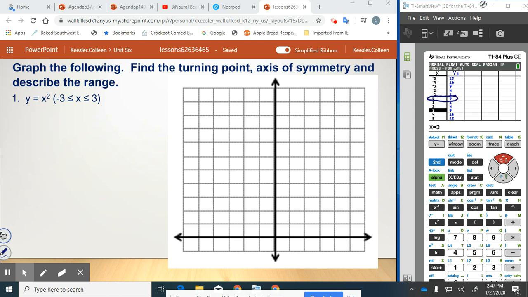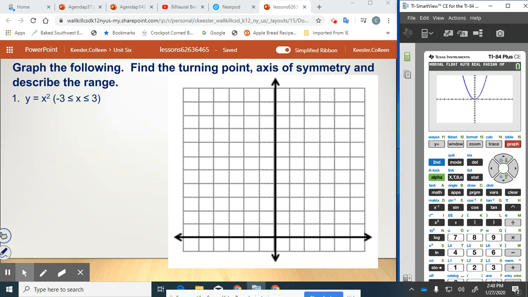If we pull up the graph, we can even see what that looks like. That U shape is what we call a parabola. In this case, this one has a minimum value because that vertex is at the very bottom of the graph. But let's go back and actually graph it ourselves.